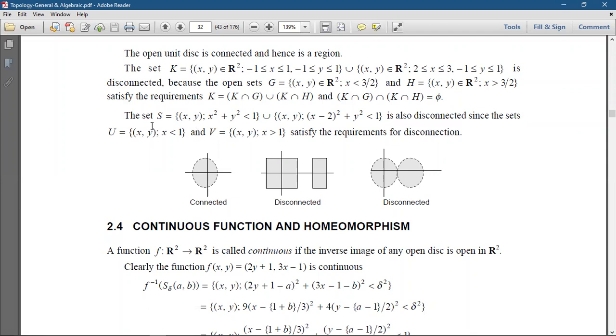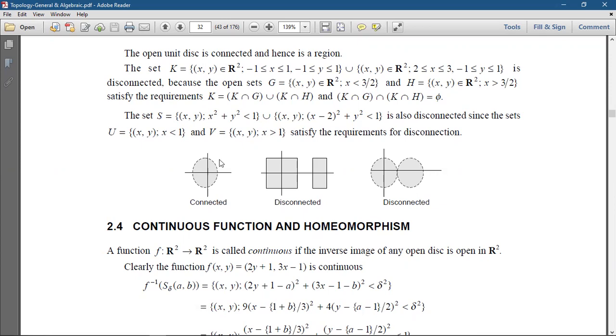The set S equals {(x, y) such that x square plus y square is less than 1} union {(x, y) such that (x minus 2) whole square plus y square is less than 1} is also disconnected, since the set U, which is the circle with x less than 1, and V, the circle with x greater than 1, satisfy the requirement for disconnectedness.